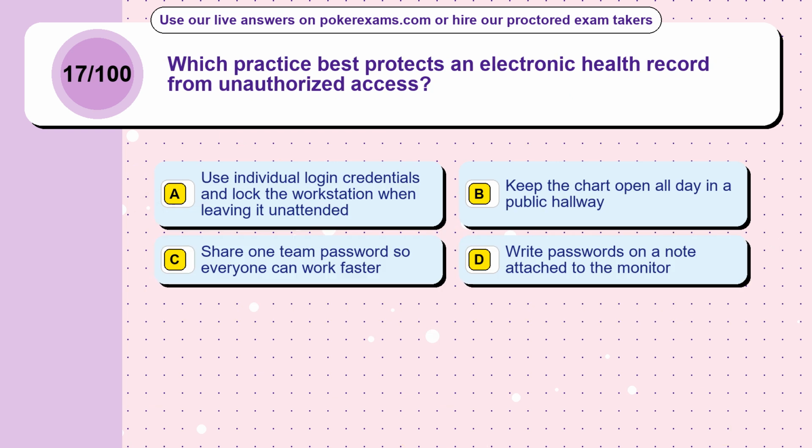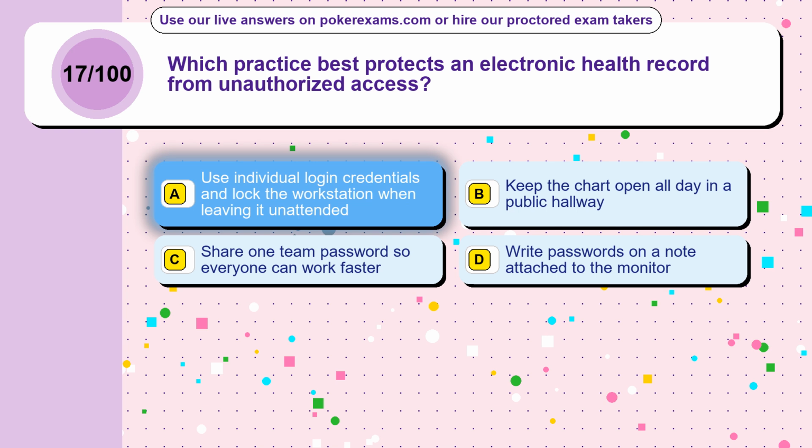Question 17. Which practice best protects an electronic health record from unauthorized access? Option A. Use individual login credentials and lock the workstation when leaving it unattended. Option B. Keep the chart open all day in a public hallway. Option C. Share one team password so everyone can work faster. Option D. Write passwords on a note attached to the monitor.